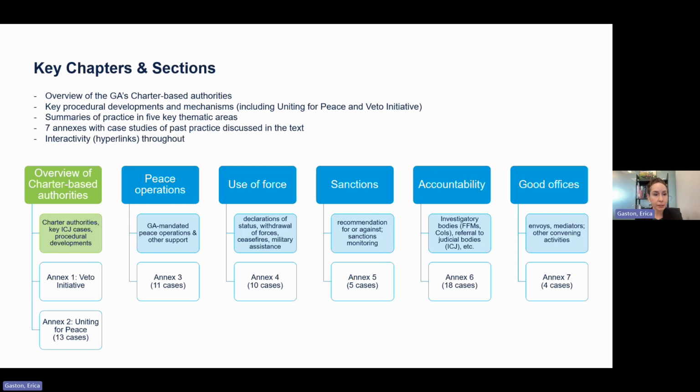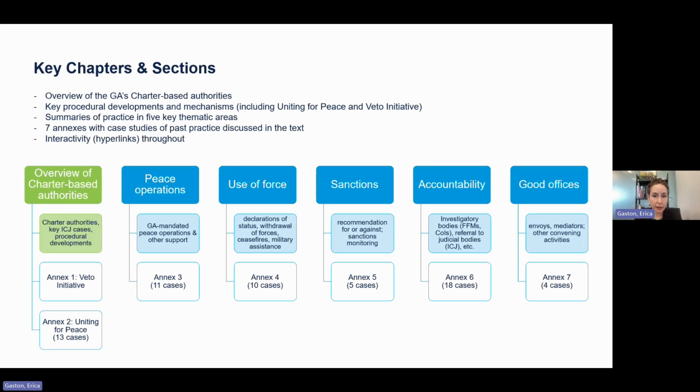Important to note for each of these that, as part of the digital interactivity, we would summarize, for example, in each of the practice sections, what's the overall practice and what are key takeaways, but embedded throughout the text are hyperlinks that go to an annex where you can read more about particular cases. And that's for member states that really want to dive in, particularly to find out, okay, what happened in the Suez crisis? What were some of the use of force recommendations related to that? As they're reading the practice summary on the use of force, they can simply click on that and it will take them to that case study within the annex.